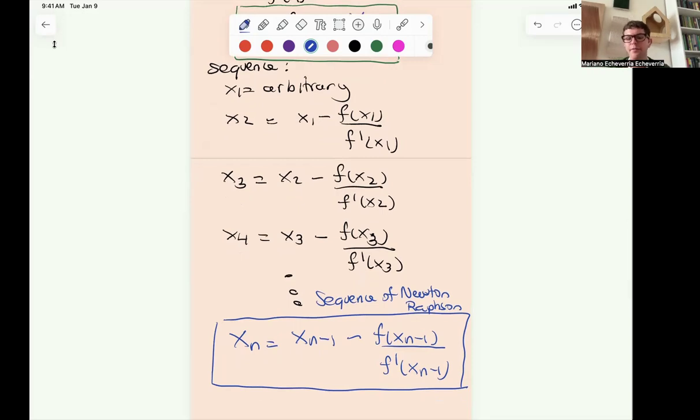Now notice the following. What I have to address a little bit is when would this work, right? When does this sequence work, right?